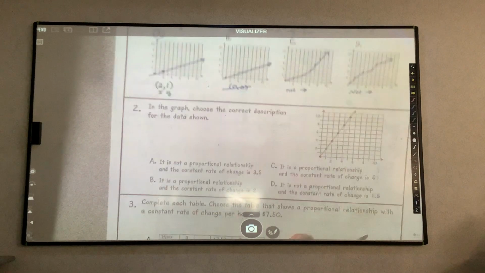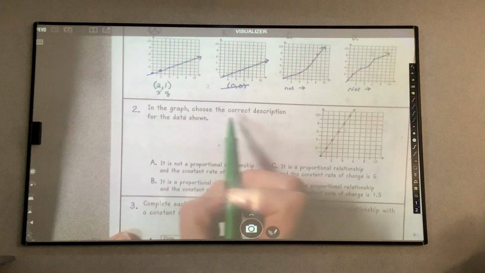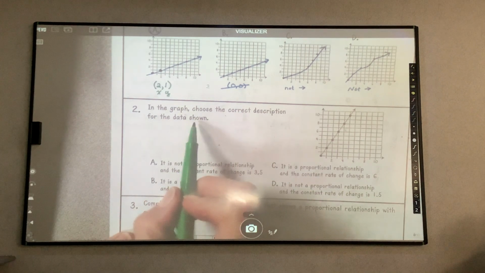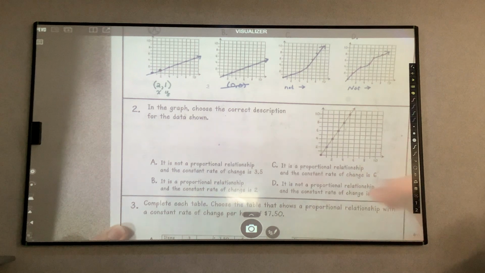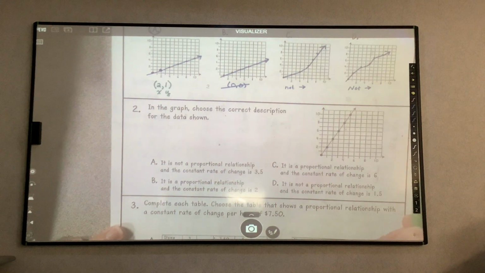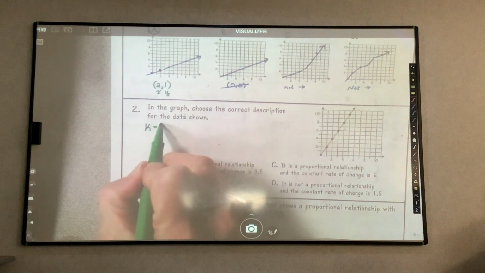For number 2. In the graph, choose the correct description from the data shown. Before I read any of these descriptions, I want to see, is it a straight line? Yes. Does it go through the origin? Yes. So is it proportional? Yes. Okay, so I know that it is proportional. Let's come over here and write k again. k equals y over x.